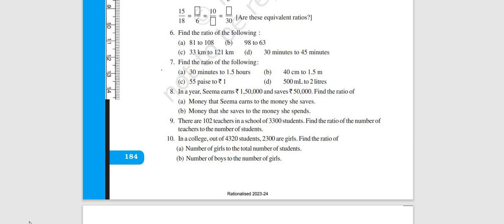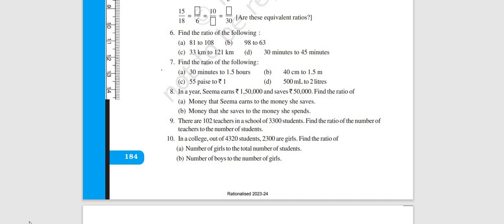In the previous question number 6 and now present question number 7, did you observe or not? One difference is there. In question number 6, C bit and D bit, the left side part and right side part of the ratio are both in the same units: 33 kilometers to 121 kilometers, 30 minutes to 45 minutes. But in question number 7, the left side part of the A bit is 30 minutes, the right side part of the ratio is 1.5 hours. So a ratio is indirectly how many times you have to compare.